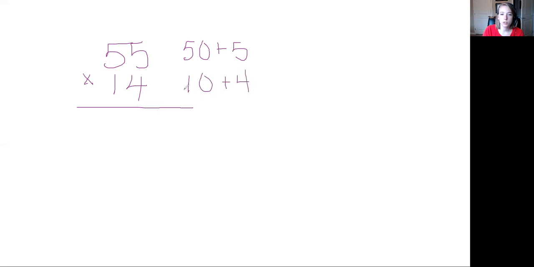What we're going to want to do with this expanded form is multiply each number in the first number, so in 50 plus 5, with each number in the second number, which is 10 plus 4. And you're going to see what that looks like as I go through. The first thing I like to do is start with the 10. So I'm going to do 50 times 10, and I'm going to write this down here, and that's going to be 500.